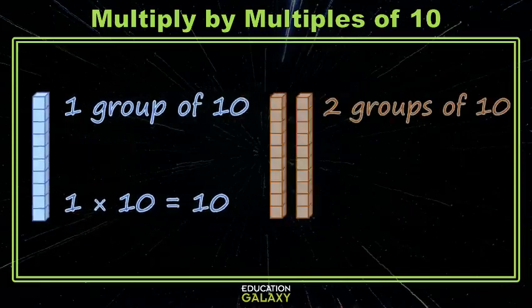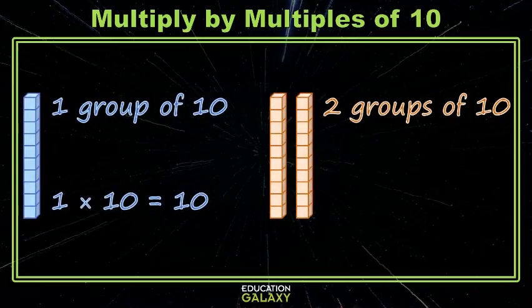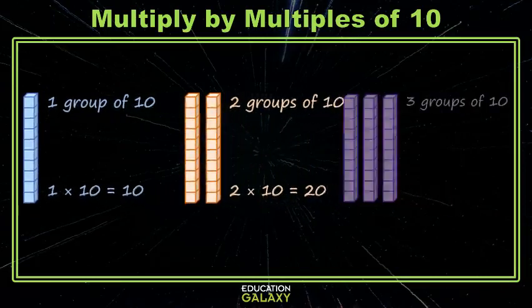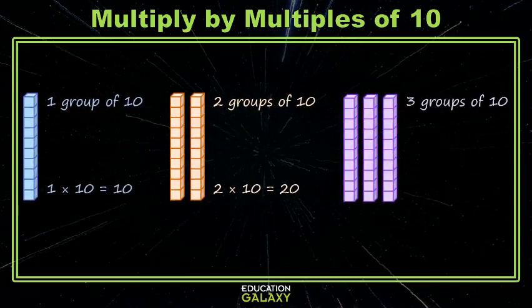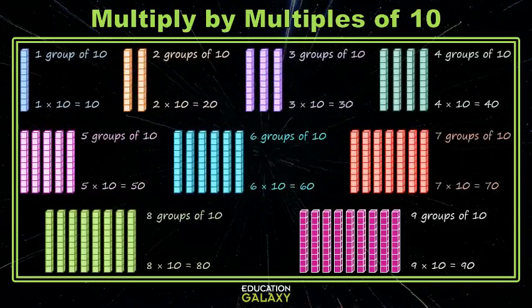Now what happens when we have two groups of 10 little cubes? Well, we can still write that as two equal-sized groups of 10, or 2 times 10, which gives us 20 of those little cubes. And if we go to three groups of 10, we have 3 times 10, which gives us 30 of the little cubes. And so on for all of your friends being multiplied by 10.